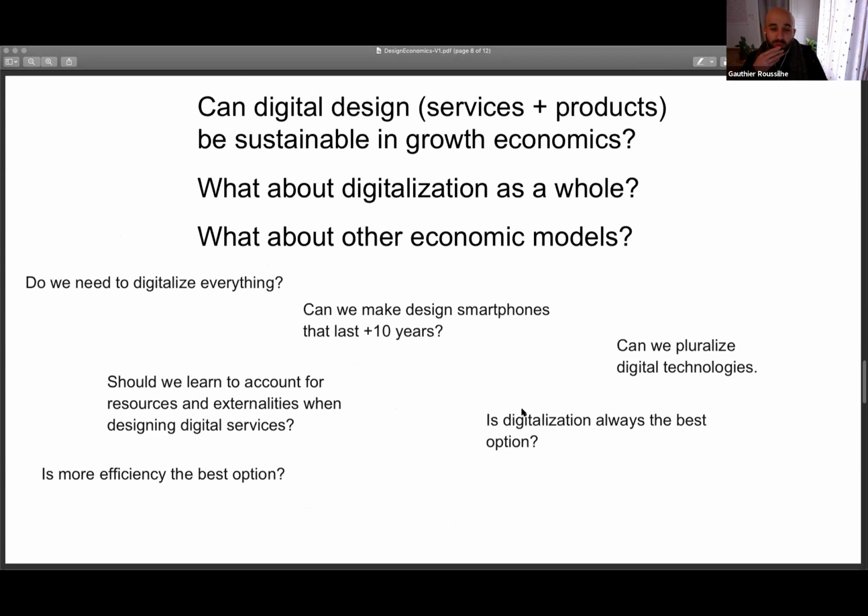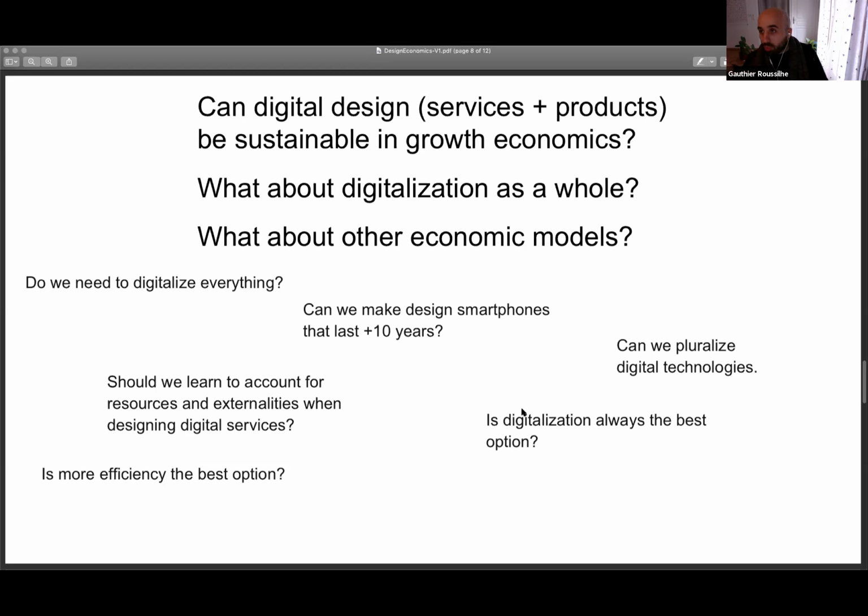I just put a few questions that I had in my mind when I was doing that. Can even digital design be sustainable in growth economics? It's a good question for me. It's a big one. And what about digitalization as a whole? And if we think of other models, how can we think of the digital sector in degrowth economics, or in feminist economics, or in steady state economics? I don't know.